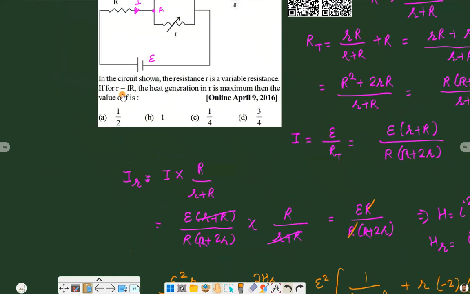So the value of r is equal to half of R when the power across the small resistance r is maximum. With this, we end this video here.